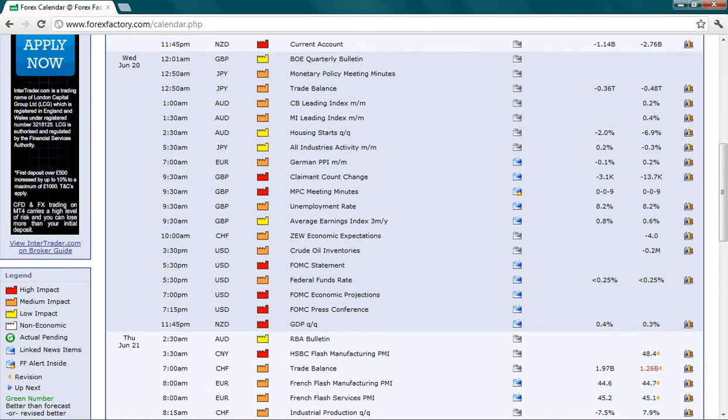Tomorrow, 9:30 UK time, we've got UK claimant count change forecast at minus 3.1 thousand. We also have the MPC minutes as well at a similar time at 9:30. And that's pretty much quiet for most of the day. We have some mid-tier data, but instead of the high impact news, 5:30 of the FOMC statement out of the US, so be interesting to see what happens to gold there. And also at 7 o'clock we have the FOMC economic projections and press conference live with Ben Bernanke.